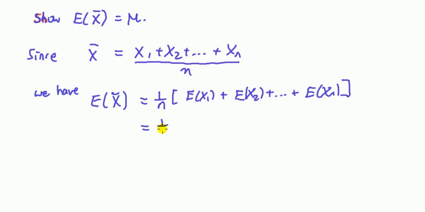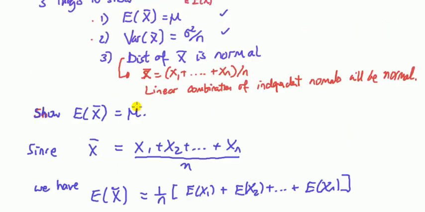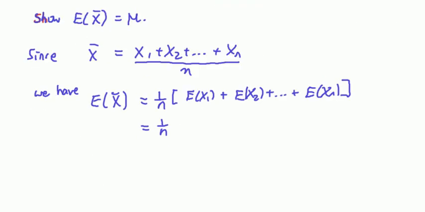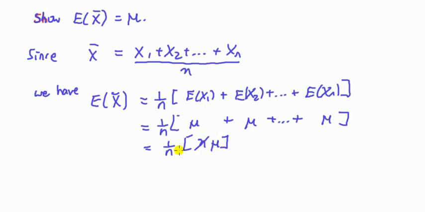But what can we say about the expected value of x1? It's mu, because each of these x's is normally distributed with an expected value of mu. How about the expected value of x2? Well, it's also mu, because they all come from a normal distribution with the same mean and the same variance. So that's equal to 1 over n. How many mu's are there here? N of them. N mu, the n's cancel, done.